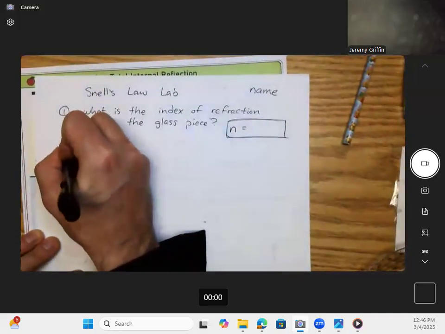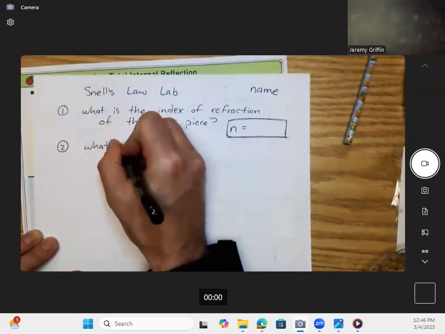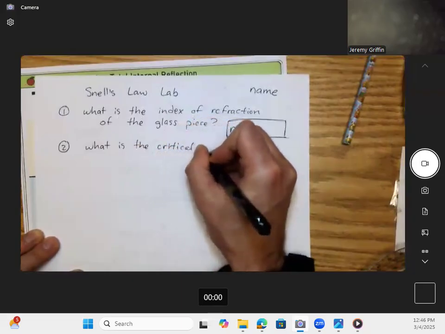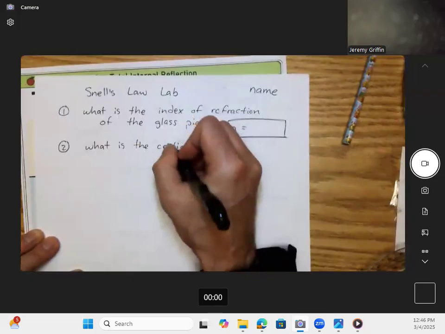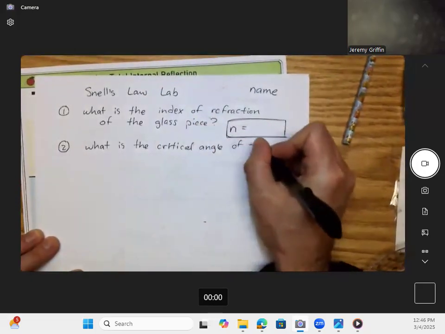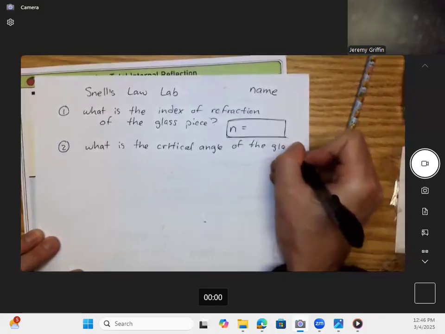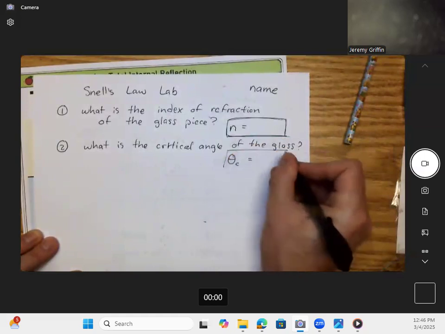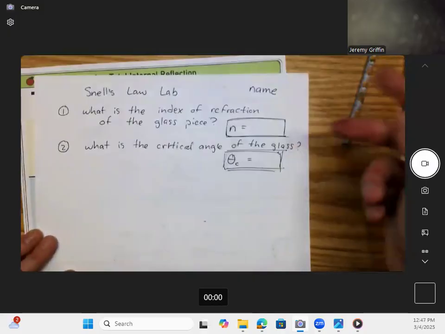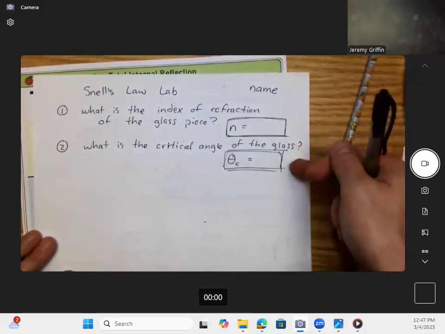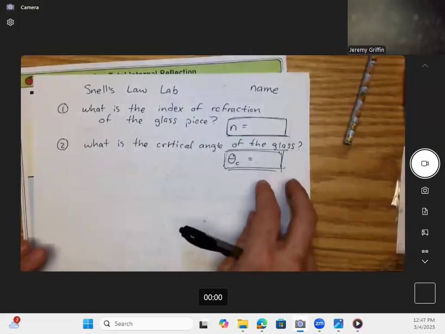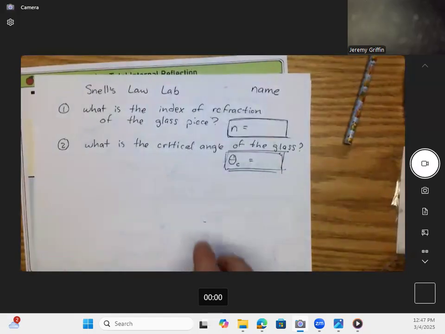And the follow-up question you're trying to figure out is, what is the critical angle of the glass? So that could be theta c for critical angle. That's going to be some number of degrees. Once you know one of these answers, the other becomes locked in place. There's some critical angle associated with every index of refraction and vice versa. So if you know one, you can figure out the other if you go through Snell's law, which I just gave you some notes on a couple minutes ago.